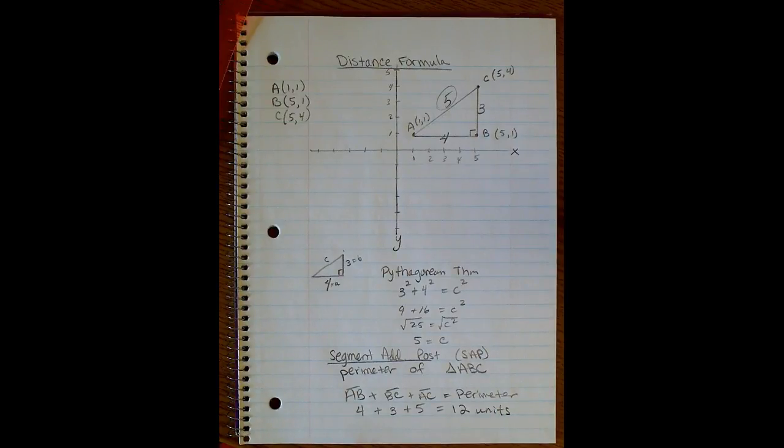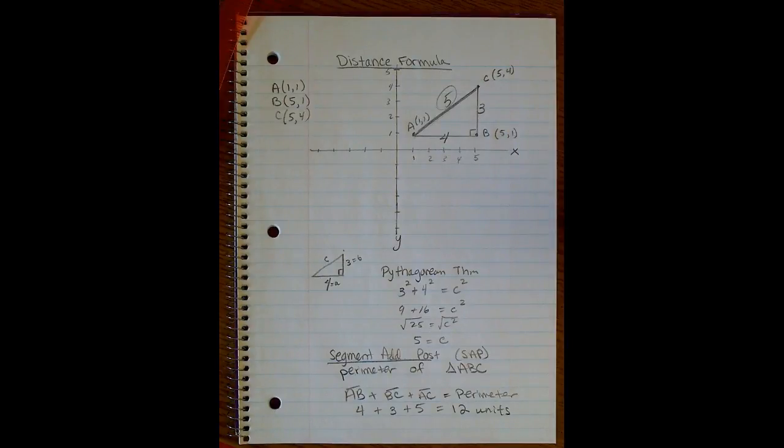Okay, so this was kind of a lot of steps in order to find the distance of our missing side. What the distance formula allows us to do is to figure out the length of any distance between 2 points on the coordinate plane. So we're going to flip to a fresh page and now use the distance formula in order to find the length of AC instead of the Pythagorean theorem.